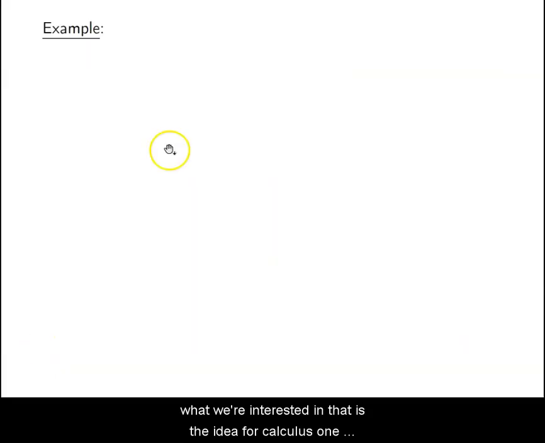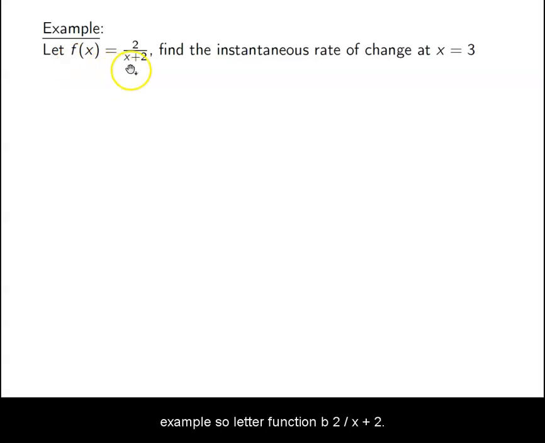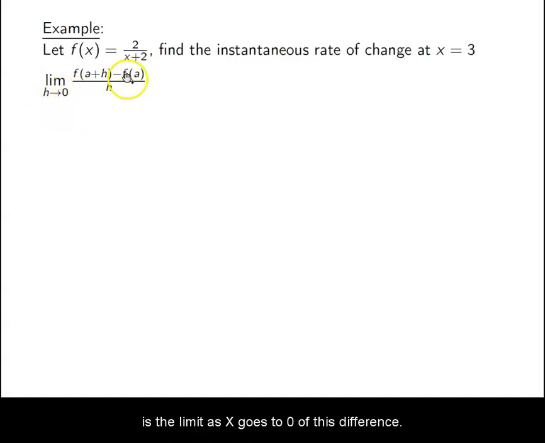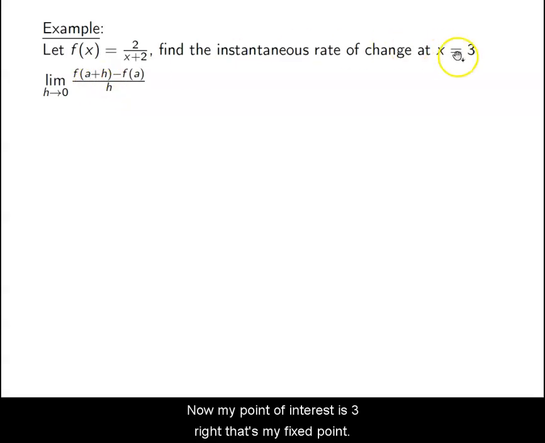So let's go ahead and do an example. Let our function be 2 over x plus 2. We want to find the instantaneous rate of change at x equals 3. So the instantaneous rate of change is the limit as h goes to 0 of this difference quotient. Now my point of interest is 3, that's my fixed point. So I want to know what happens as I get closer and closer to 3. So I'll plug in 3 to my function, and I'll plug in 3 plus h to my function.